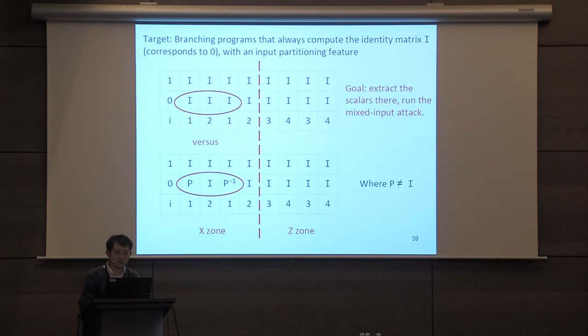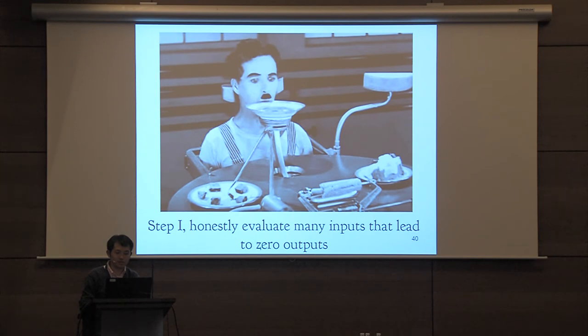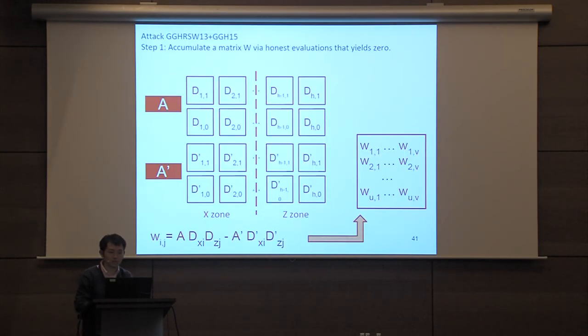Okay, so how would we do it? Step one is kind of easy. We first honestly evaluate on essentially all the inputs, and we need to organize them smartly. Think about dropping a line on the branching program. We iterate many inputs on the left and many inputs on the right and do the evaluation, computing W equal to ADDDD on the functional branch and ADDD on the dummy branch, and subtract them as the honest evaluation. And we need to organize these matrices into bigger square matrices, which I will call W. Why is that useful? We will explain later.